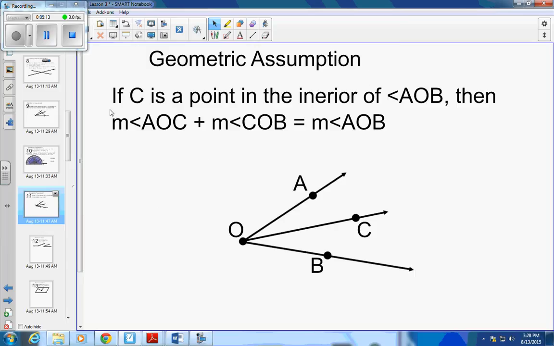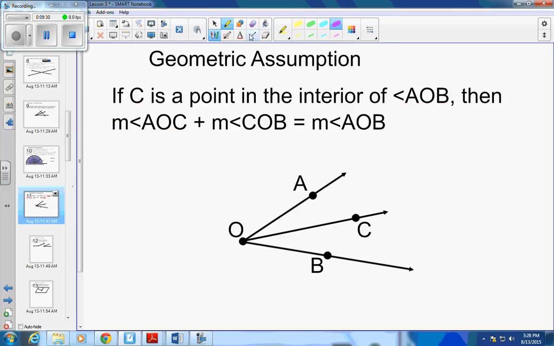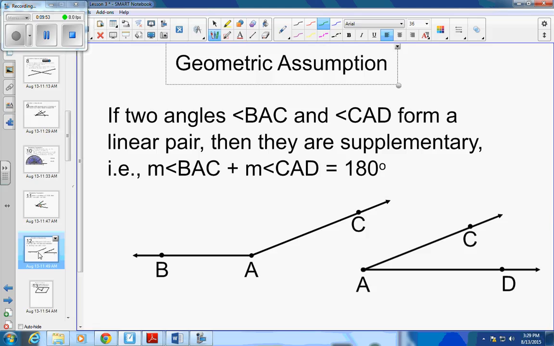Another assumption we're going to make is if C is a point in the interior of angle AOB, then the measure of AOC added to the measure of COB has to be the measure of AOB. That should make sense to you. So if we take angle AOC and we add it to angle COB, you should get the measure of angle AOB, the whole thing. So the black one plus the red one should give you the green one, if we found the degree measurements of those.